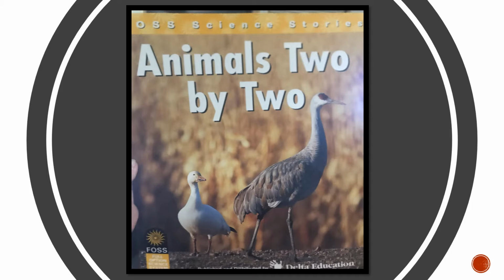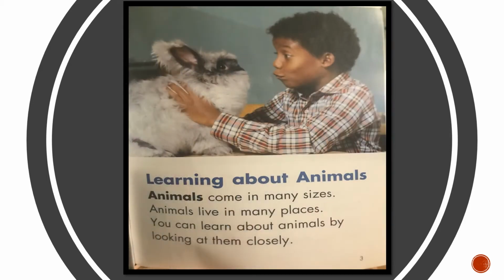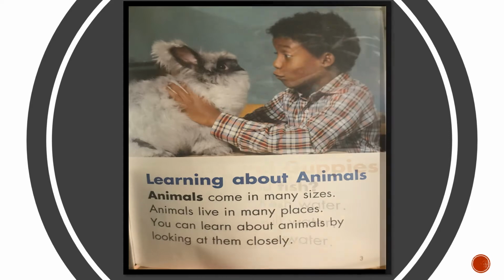Title of the book is Animals 2 by 2. Go ahead and open and take a look at page 3. Learning about animals. Animals come in many sizes. Animals live in many places. You can learn about animals by looking at them closely. Look at him staring down. He's using his sense of sight, looking at that bunny, his sense of touch, grabbing a hold of that soft fur, and I bet he could smell him as well.